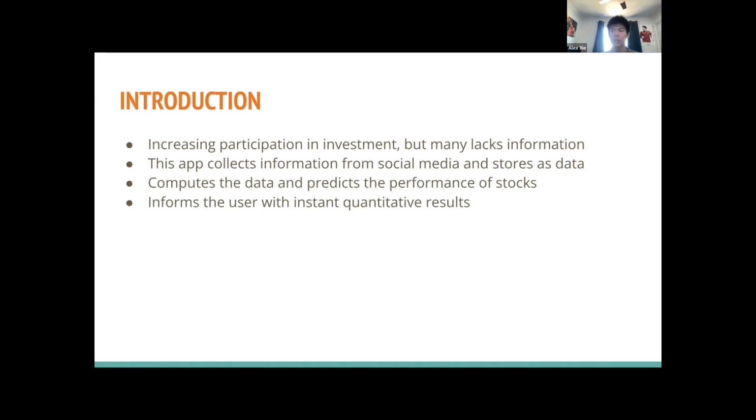The current and only social media we were able to connect to is Twitter. We will expand on that a little bit more in the future, but this is what we have. We used an API to connect to Twitter to get data from there. And after computing this data, the front end of the app informs the user with an instant quantitative result. It's quantitative because users will most likely want to see how much percentage the stock is going to go up or drop. So that'll be the most useful and quick way.